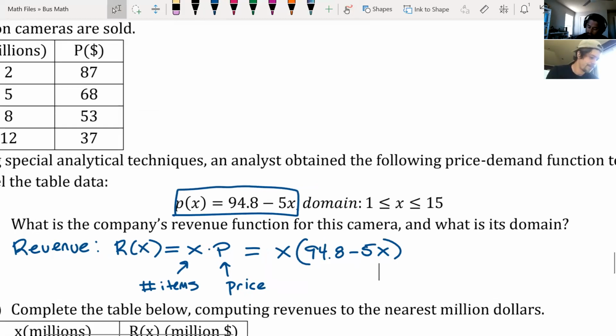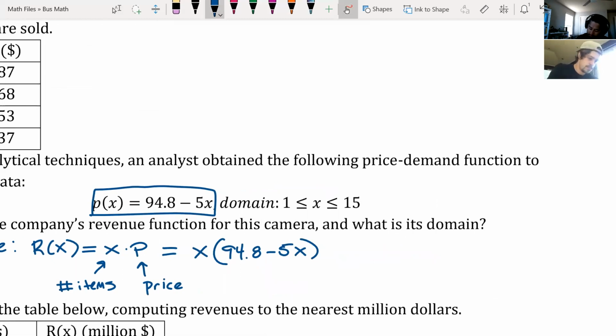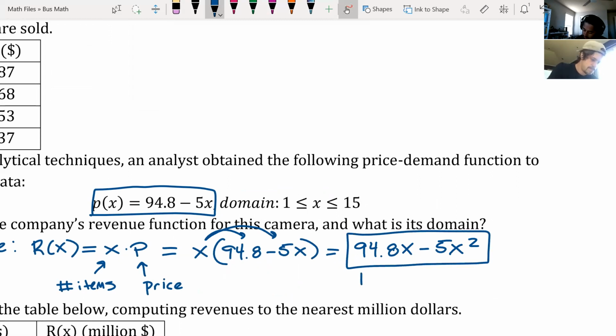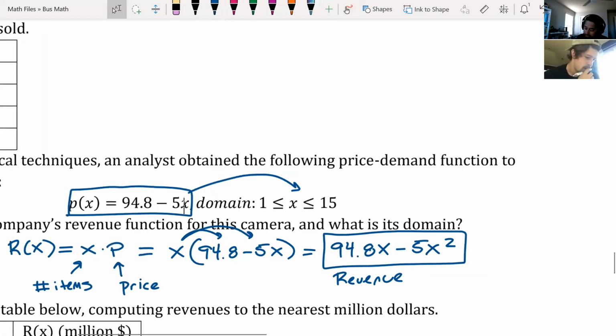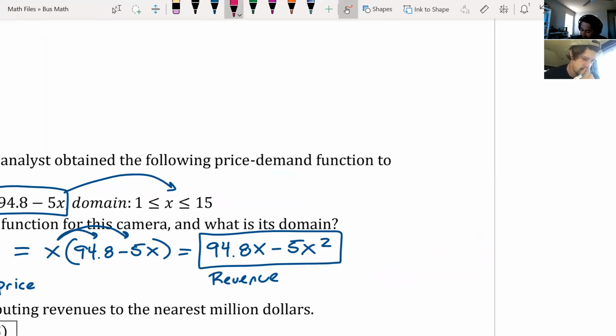Then to create this revenue function, all we're going to do now is just distribute this X and we're done. We get 94.8X minus 5X squared. This is our revenue function. Okay. And now it says, what is the domain of the revenue function? Well, if the domain of the price function is between 1 and 15 million cameras, then it only makes sense for the revenue function to have the same domain. The domain for the revenue function is also between 1 and 15 million cameras.